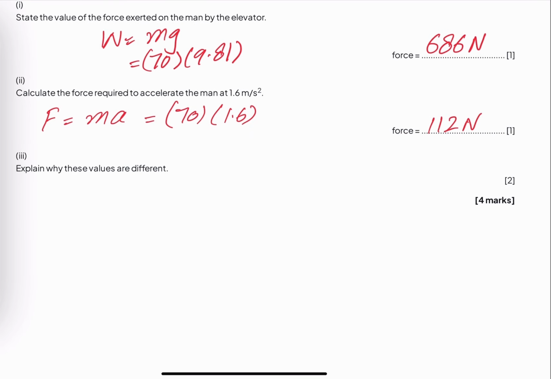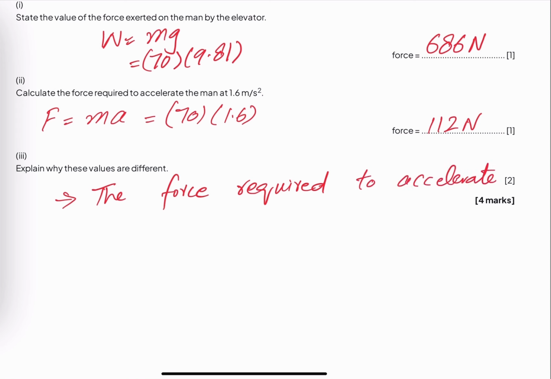Explain why these values are different. Why these values are different is because the first force that we have found is the reaction, that is the weight, and the same amount is applied by the elevator on the person, that is basically the reaction force. But the second one that we have found, that is needed for accelerating the object, is the resultant force. That is why they are different. So the force required to accelerate an object is the resultant force.